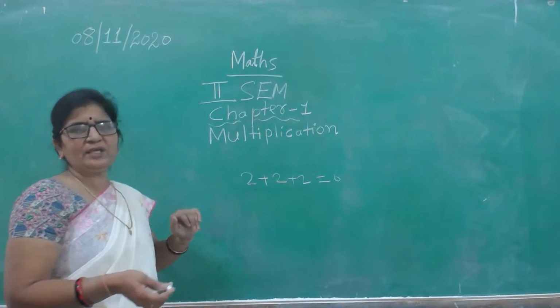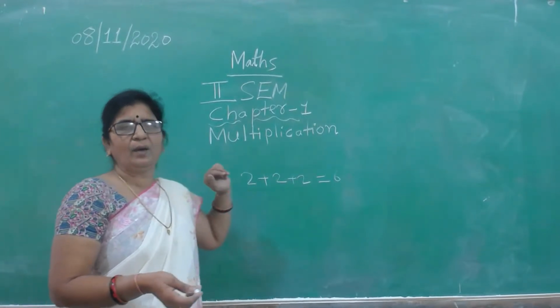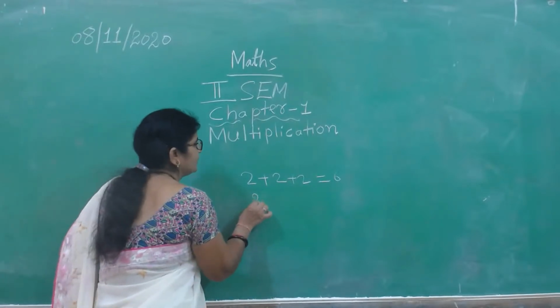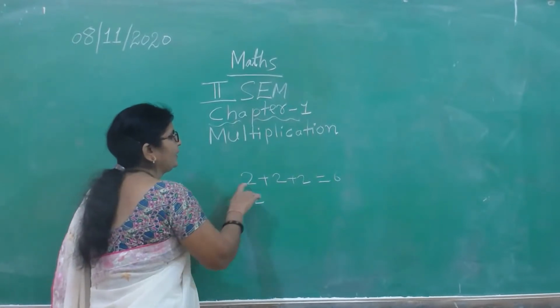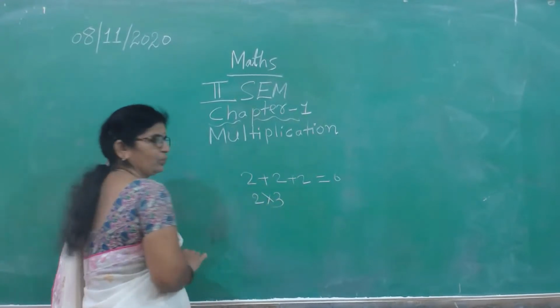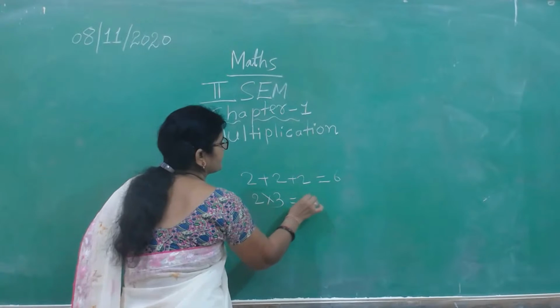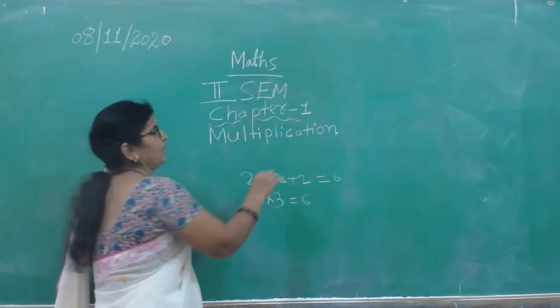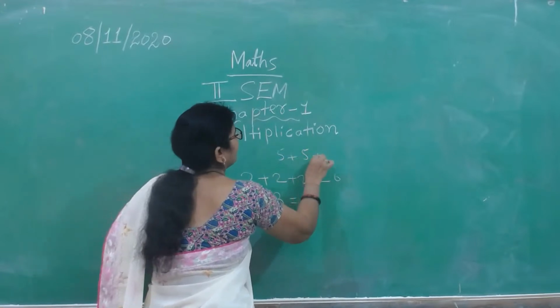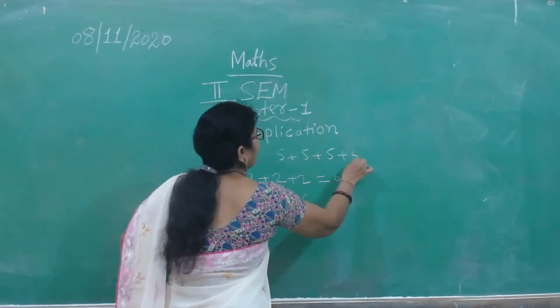Both are related to each other: addition and multiplication, repeated addition. This 2 is there. How many times? 1, 2, 3. That is 2, 3 times, so 2 3s are 6.